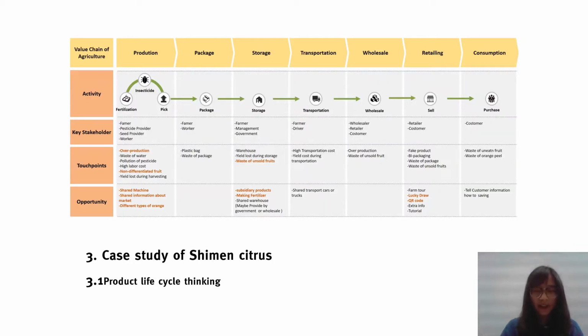Part 3. Case study of Shimen citrus. 3.1. Product lifecycle thinking. The article uses blueprint to analyze each step of Shimen citrus lifecycle from multi-dimensions. Production. Problems as follows. Overproduction of citrus. Waste of water. Water, soil, and crop pollution caused by insecticides. High labor cost. Single species. Soil erosion, high production cost, lack of resources in the theme of farming period.